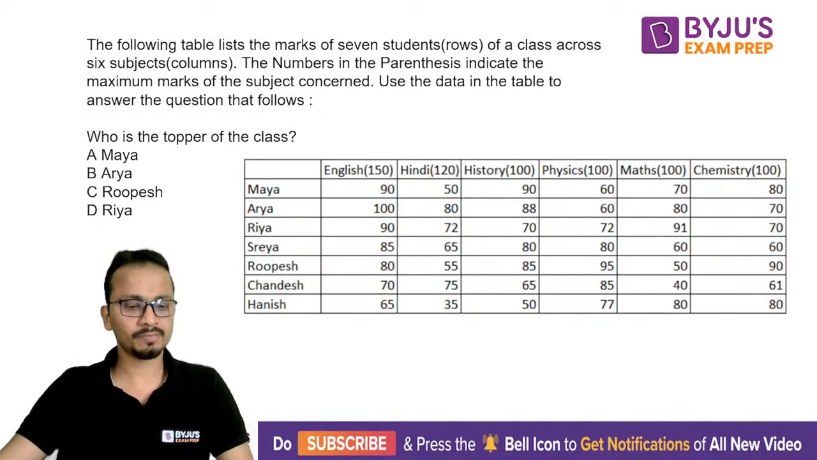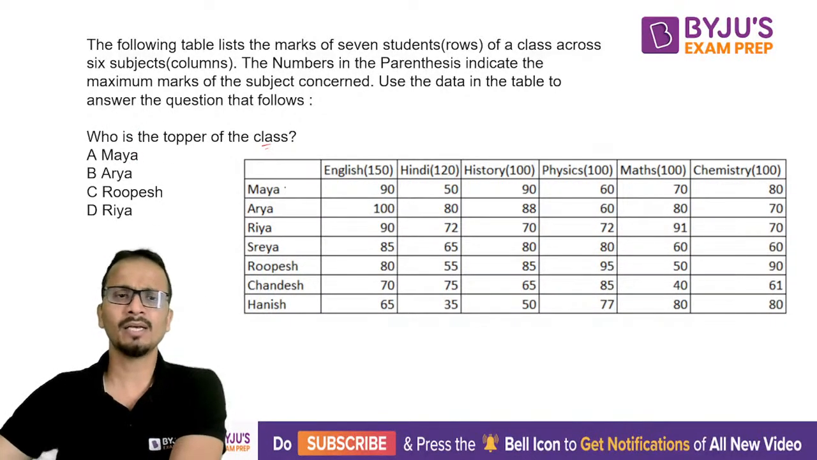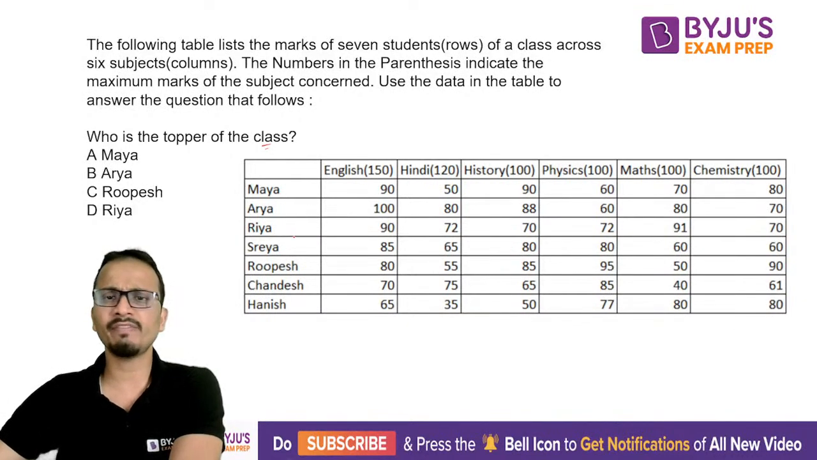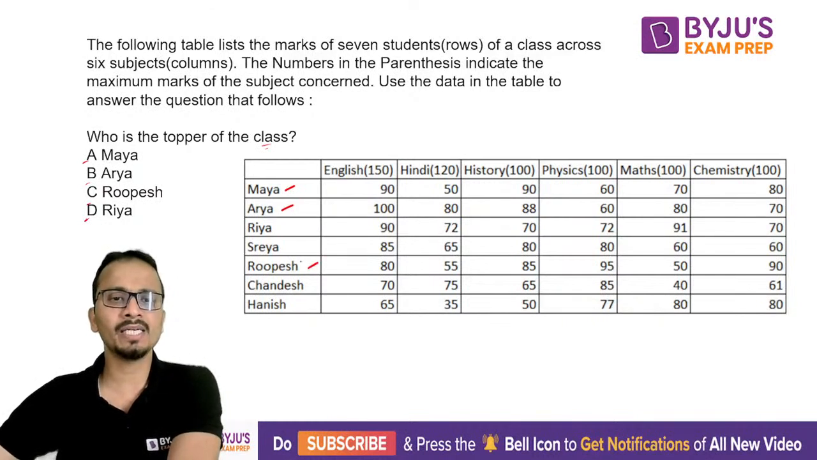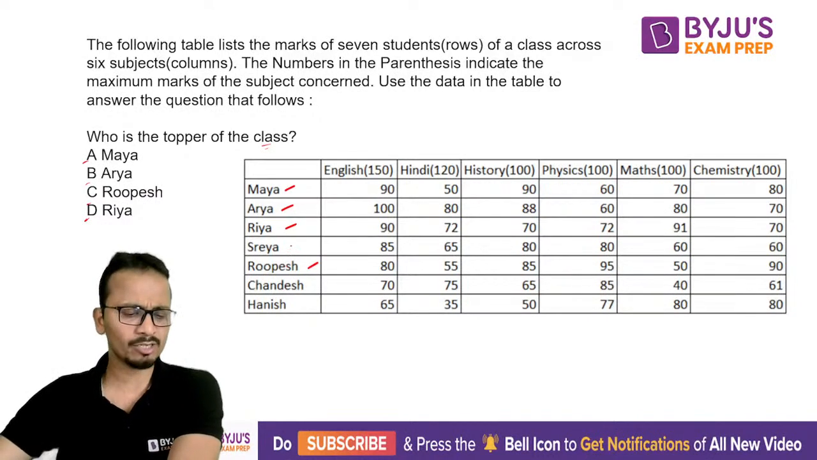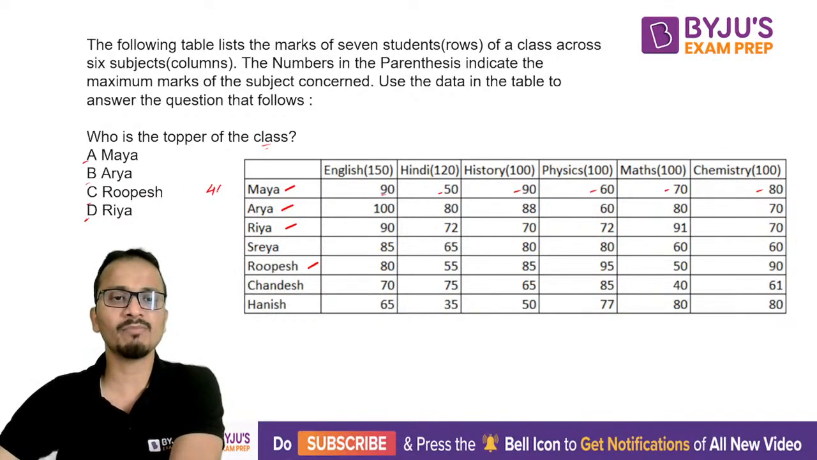Lokik, Yash. Okay, so now in this case, what we have to do is find out who is the topper in the class, where the marks of 7 students in 6 subjects are given. Now we just have to find out among these 4 people who are the toppers. So Maya, Arya, Rupesh and Ria. So for these 4 people, I'll calculate the total marks. So just need to add these values. So 90, 50, that is 140, 230, 290, 360 and 440. So 440 is the sum for Maya.